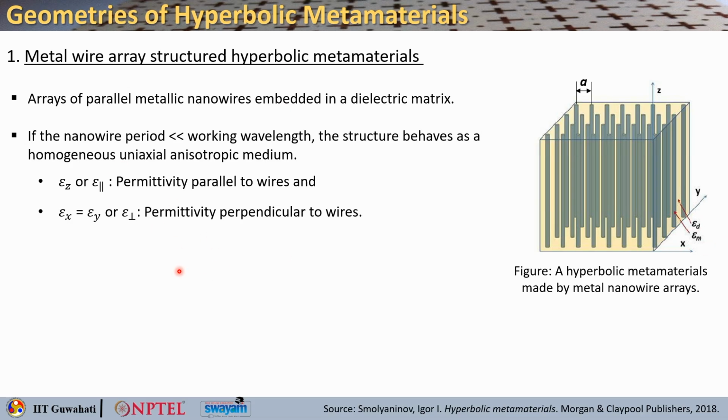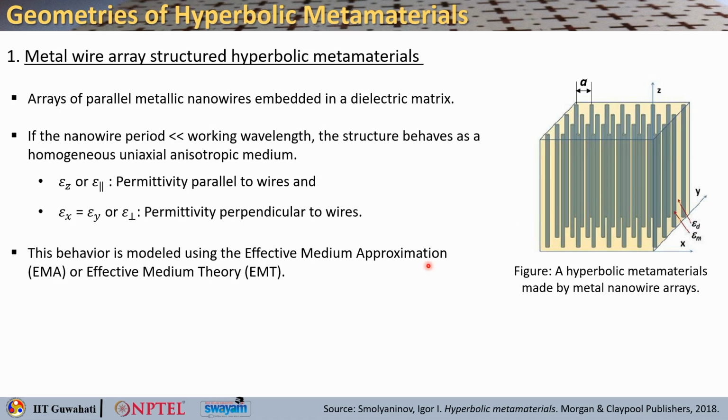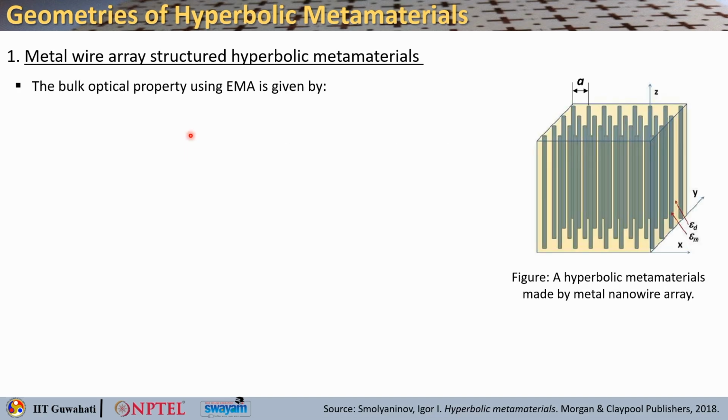We consider that the period, that is A, is much smaller than the working wavelength. In that case you can consider this structure as a homogeneous uniaxial medium. You can consider epsilon z or epsilon parallel as the permittivity parallel to the wire, and epsilon x and epsilon y, which will be equal to epsilon perpendicular, because that is perpendicular to the wire axis. This behavior you can model safely using the effective medium approximation, because the period is much smaller than the wavelength. So how do you do that?